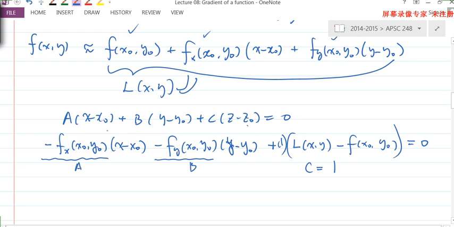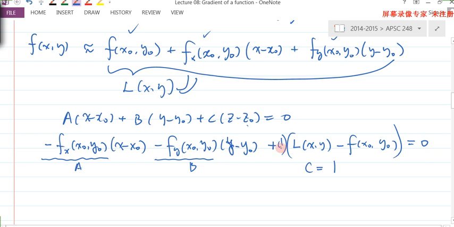So, remember what does ABC represent? Perpendicular vector to the plane. So right now, what is the perpendicular vector? This one, and one. Okay?